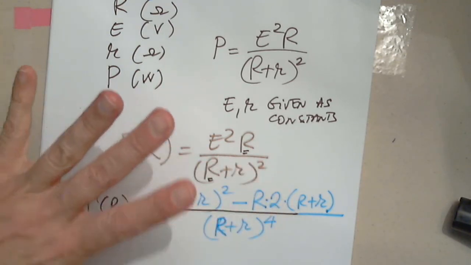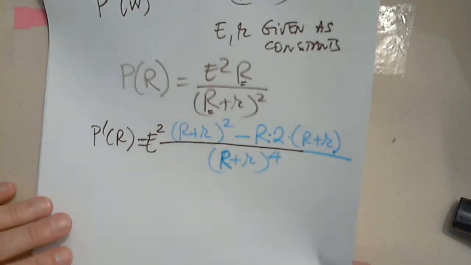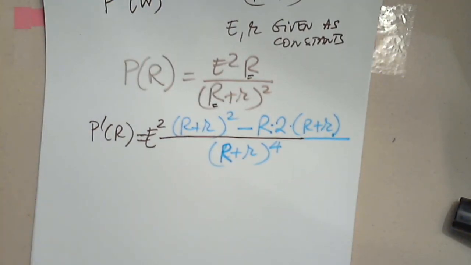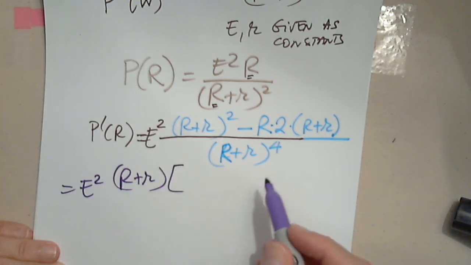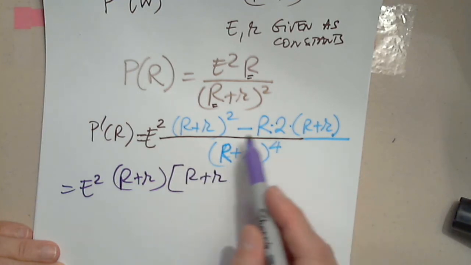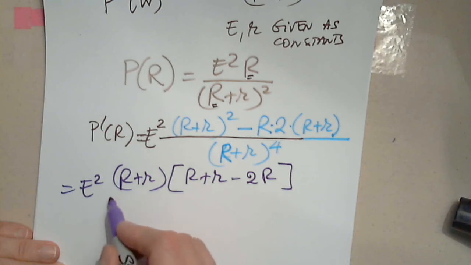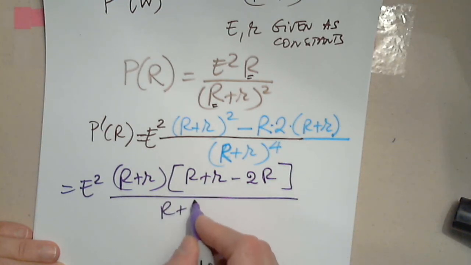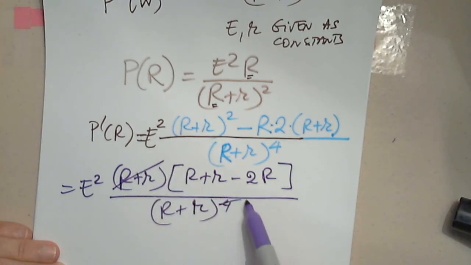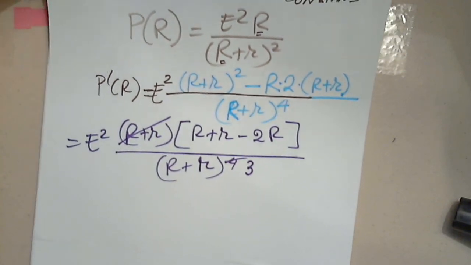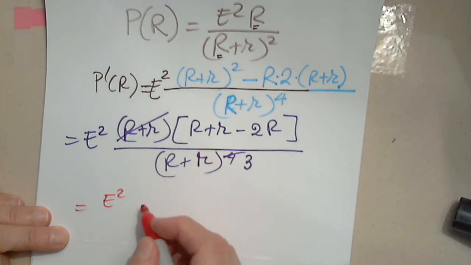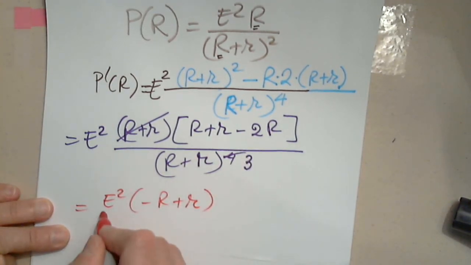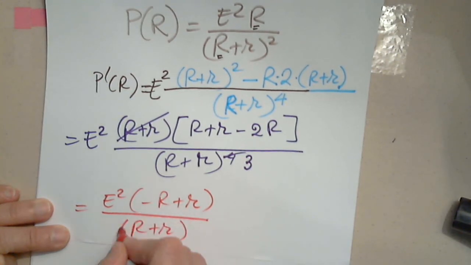Do not be tempted. You have to factor out R plus r before you simplify. So I have E squared, R plus r outside, R plus r minus 2R, divided by R plus r to the 4th power. I'll simplify by one of those. And then now I have E squared and a negative R plus r over R plus r to the 3rd.